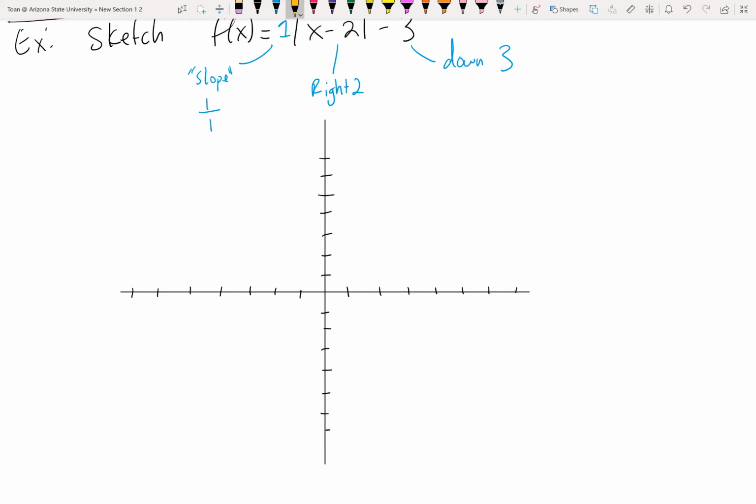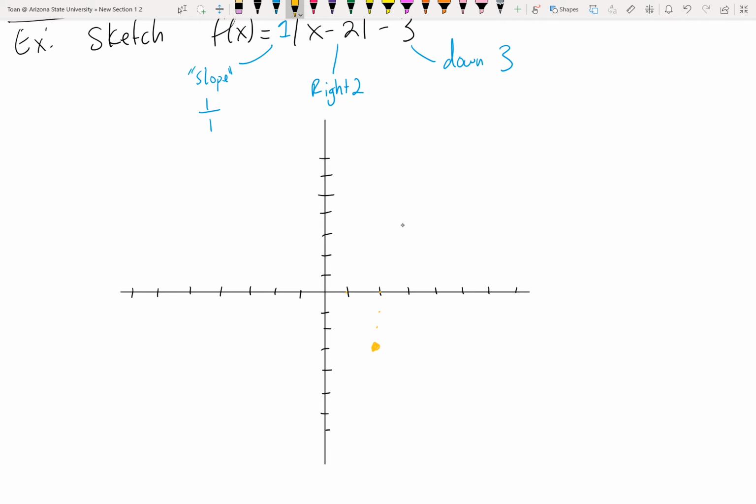So here's the idea. We always want to start at the origin, but I'm only making a point so you can see it. And then we're going to listen to our instructions. Our instructions were right 2, down 3. So from the origin, follow those instructions. Right 2, 1, 2, down 3, 1, 2, 3. This is where I'll make a point.